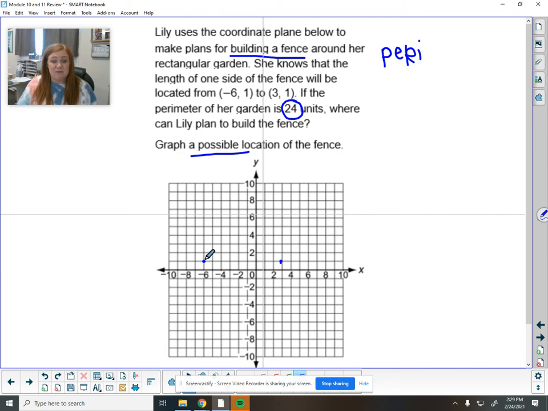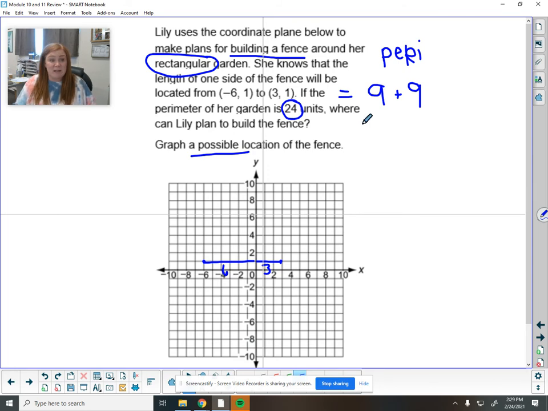The first thing we need to do is figure out this distance here. So to go, here's 1, 2, 3. And to connect this side here is 6. So we have 6, we have 3. That's a total of 9 units. As we're building this fence, she's going to have another side of 9 units because it's going to be a rectangle. So if the top or the bottom is 9, the other side has to be 9. So she has 2 sides that are 9.